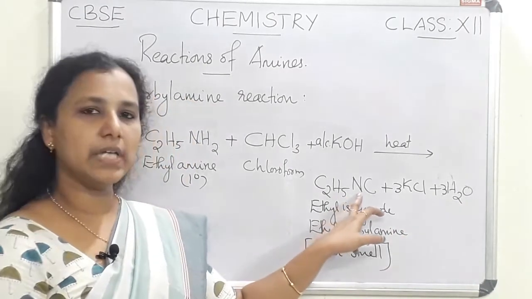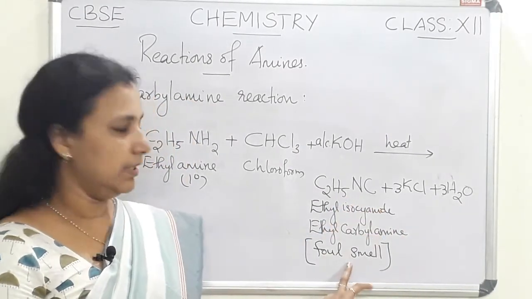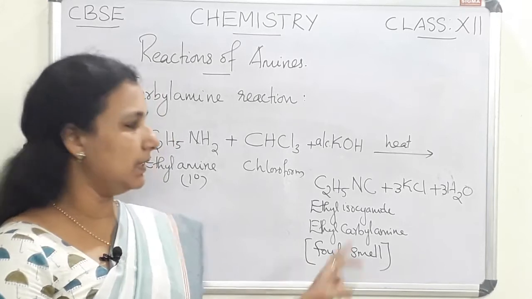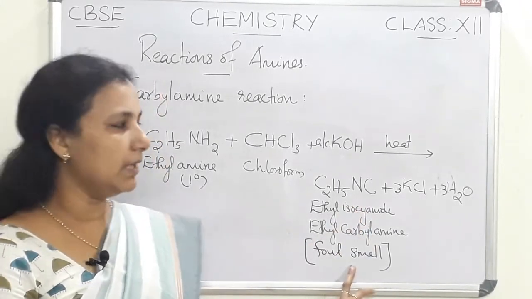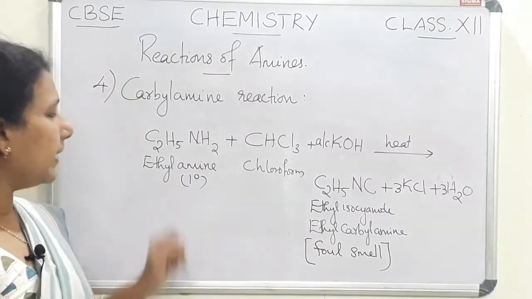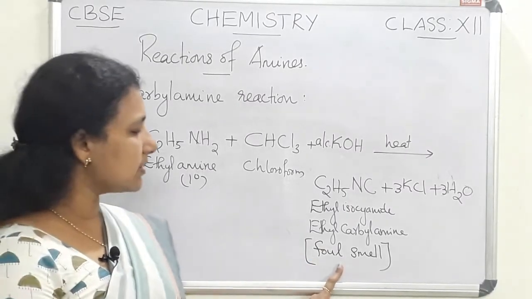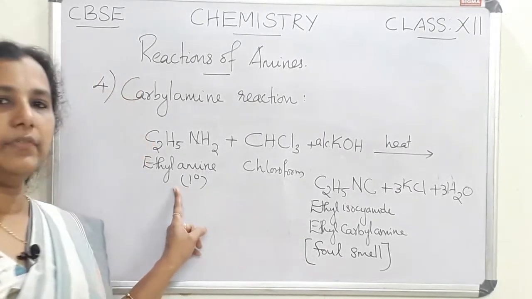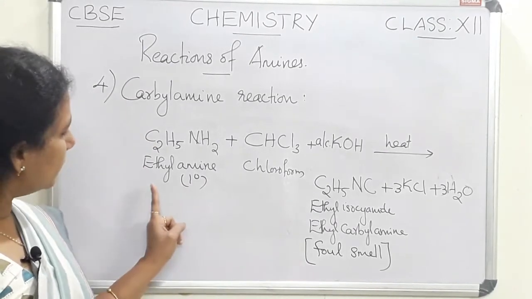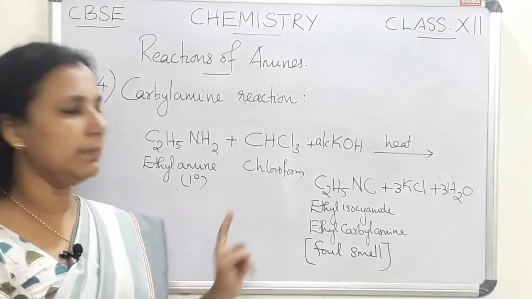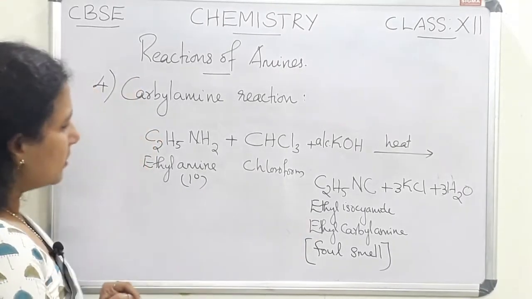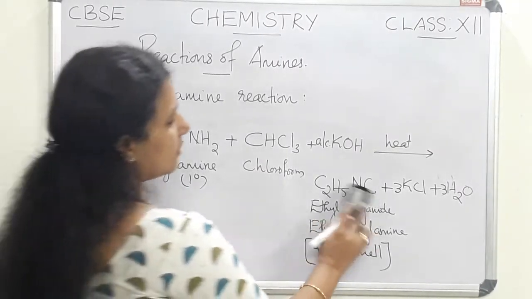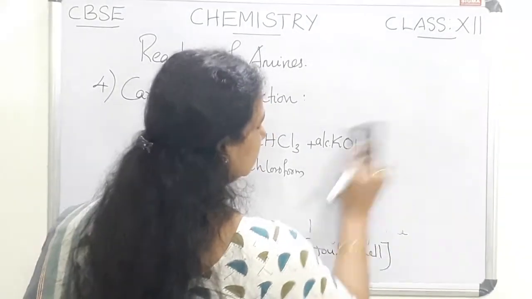This isocyanide has an extremely unpleasant foul smell. So by identifying the foul smell, we can test for the primary amine. If you are getting a foul smell, we can say that we have taken the primary amine. This reaction is only for primary amines. Secondary and tertiary amines will not react in this case. So we can write one aromatic compound also.